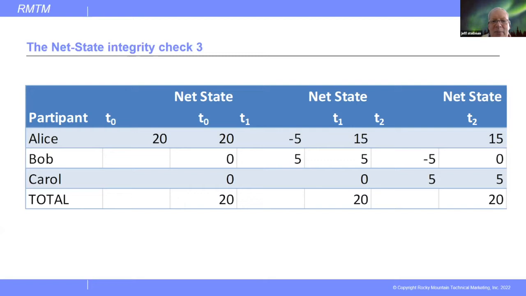At the next time, Bob takes his 5 Bitcoin and gives them to Carol. So in the net state, Alice still has 15, Bob now has 0, but Carol now has 5, and of course there's still a net of 20.